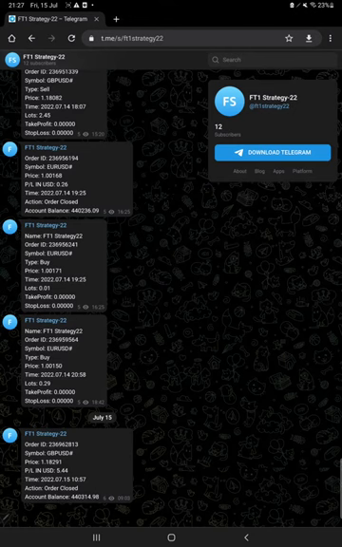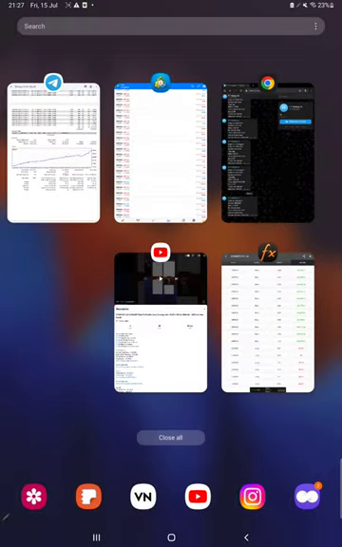Now we have our trading account Telegram channel also, where you can stay updated with the order ID, all the trades and profit and loss that we book. It will appear here, and the channel is FT1 strategy 22. So all these details you can verify from here.